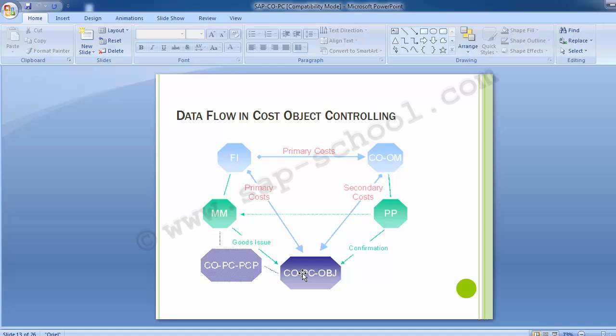You can see over here that from the FI part the value flows, and from the OM the value also flows. From the PP it is the confirmation, because from the PP the routing and the BOM are used, and with the help of the routing, BOM, work centers, and master recipe, the values get reflected in the cost object controlling so as to calculate the product cost of the particular material produced. This is just an example overview of the diagram which shows you the flow of cost from one component to another component in the cost object controlling. So this is about the cost object controlling part.